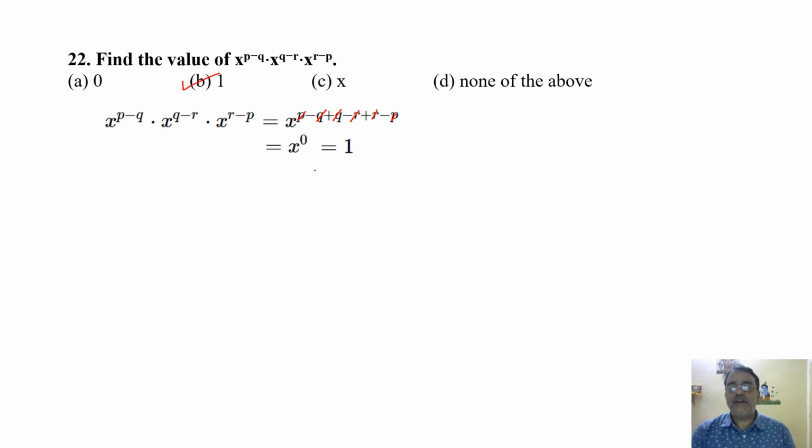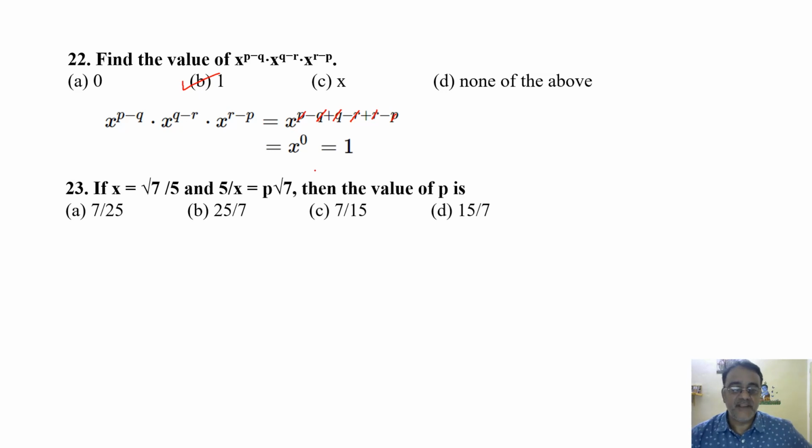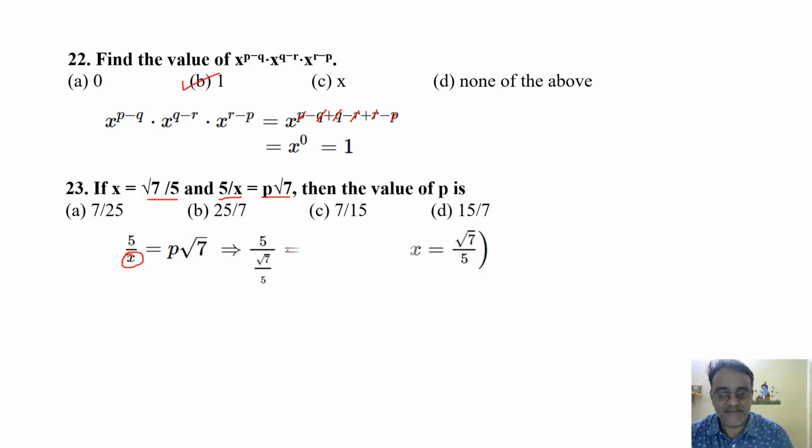Right. So now we are moving toward question number 23. If x is equal to root 7 by 5 and 5 by x is equal to p root 7, then the value of p is dash. So first of all, 5 by x is equal to p root 7. Now we will substitute the value of x here. देखो यहाँ पे substitute करेंगे. That is root 7 by 5.